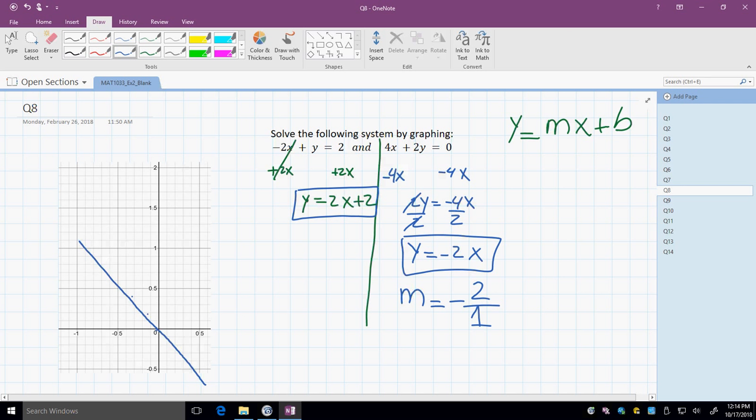Then we have the second equation with this 2. Let me change the color. 2 is my y-intercept. Oh, it's going by 0.5. I didn't notice that. So 2 is right here. And then my slope is 2 over 1, and it's positive. So I'm going to go left and down because it's positive. 1, 2, and 1, more or less.